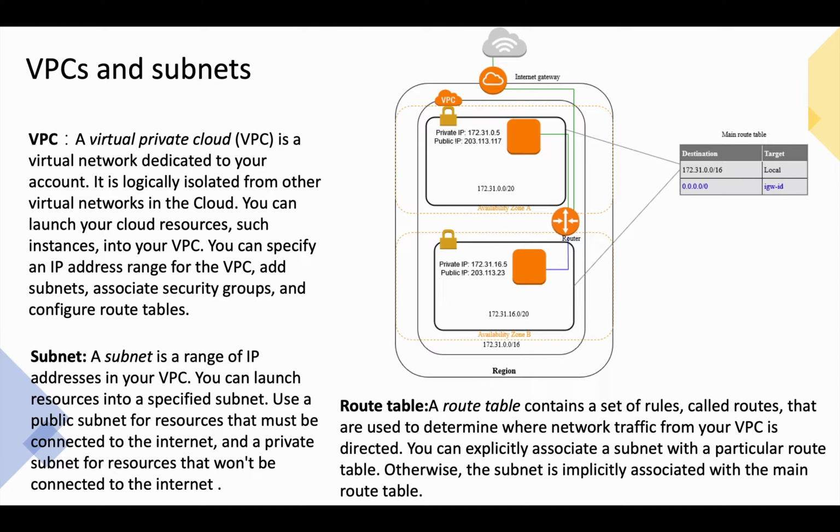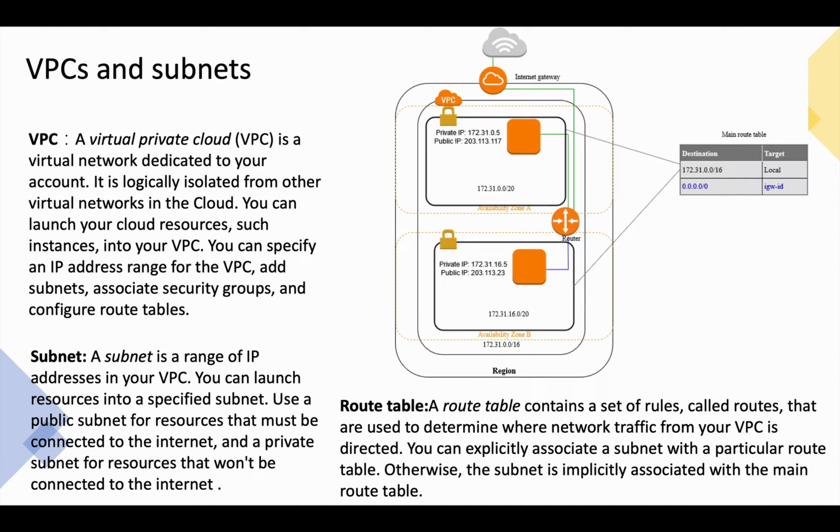VPC means a virtual private cloud, and a VPC is a virtual network dedicated to your account. It is logically isolated from other virtual networks in the cloud. You can launch your cloud resources such as instances into a VPC. You can specify an IP address range for the VPC, add subnets, associate security groups, and configure route tables. So this is the VPC.